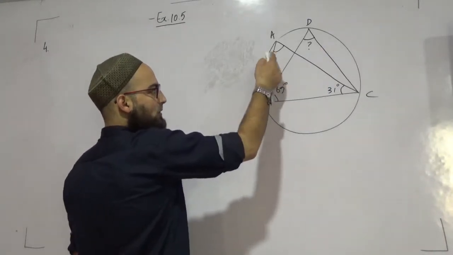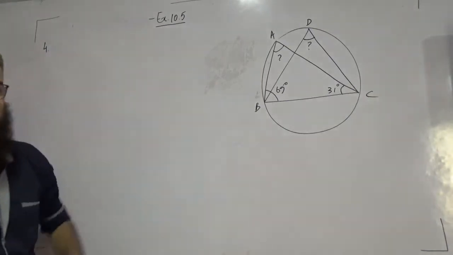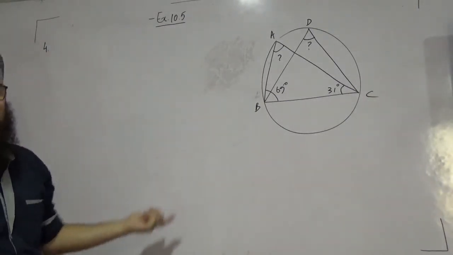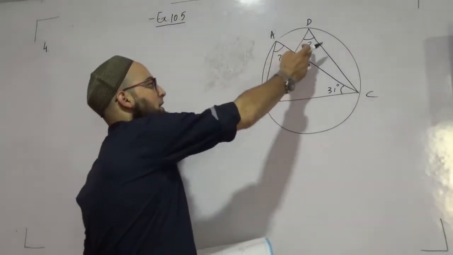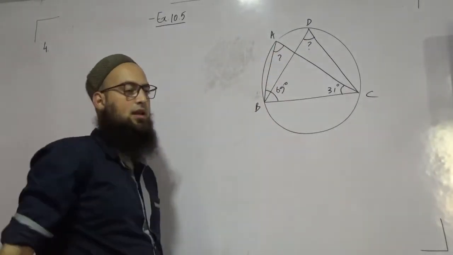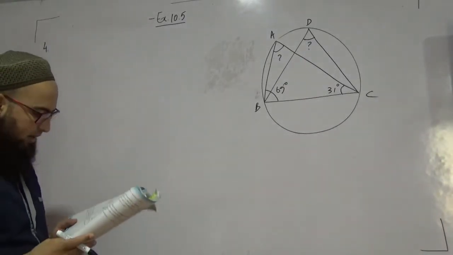The moment you get this angle, it will be equal to this angle because they are angles in the same segment. Angles in the same segment are equal, you know that, we have proved that. So this angle will be equal to this angle, so the measure of this angle will be the answer. So that's it.